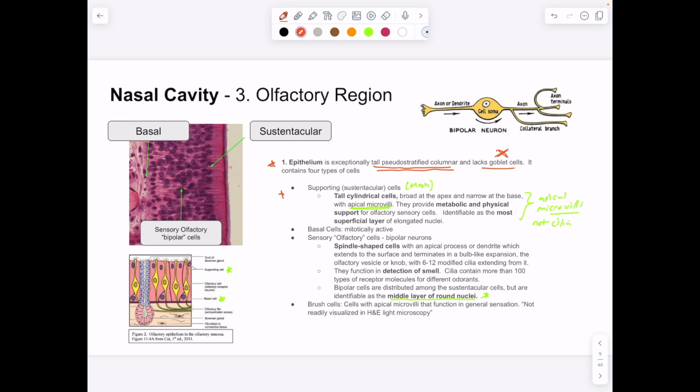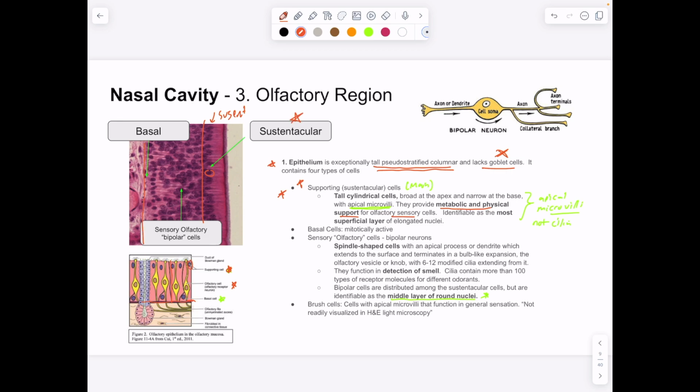other different cells. The exceptionally tall cells that we see are supporting cells that are going to support the olfactory cells. These supporting cells are called sustentacular cells, and they provide metabolic and physical support for the sensory cells. They are the most superficial nuclei in the epithelium. So all of these nuclei are the sustentacular cells, right? You can see their nuclei are here, but they go all the way down to the basement membrane, right?